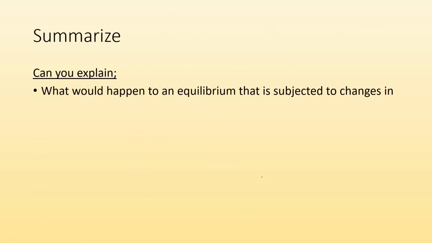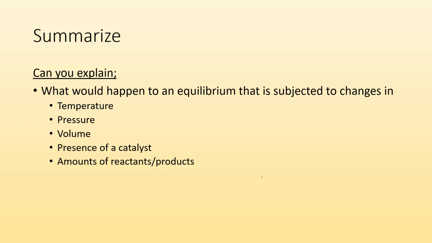There you go. All right, so to summarize: can you explain what would happen to an equilibrium that is subjected to changes in temperature, pressure, volume, presence of a catalyst, amounts of reactants or products?